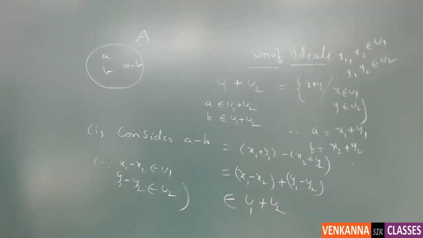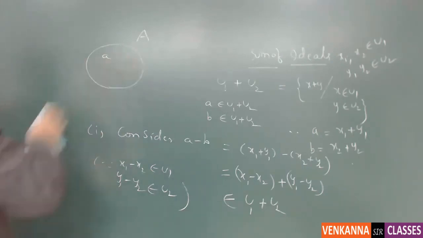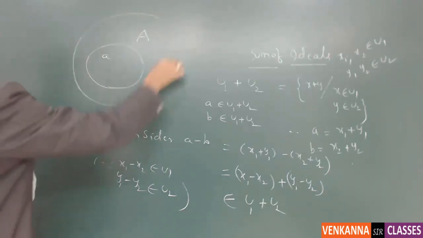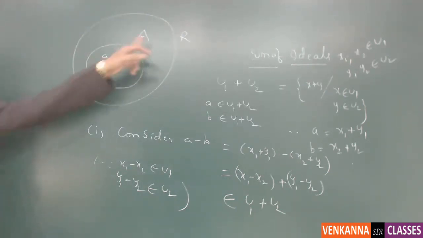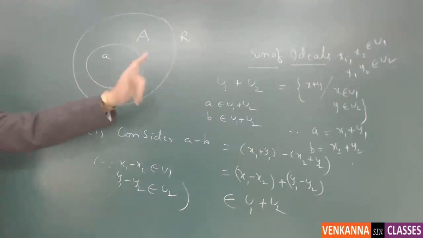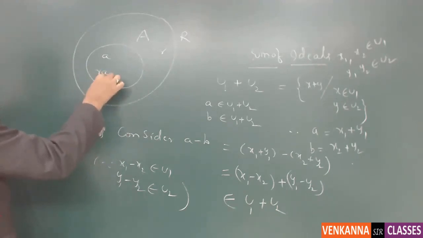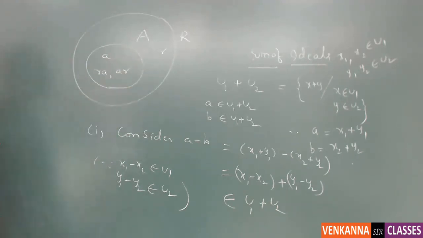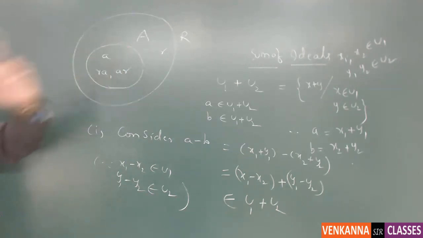Right. Now, coming to the second condition of the ideal. So what is the second condition there? Whenever you take the ring R, you take one element in the set and one element in the ring, the product must belong to A. So you have to show that ra and ar belong to A. This we have to show, that is the second condition of the ideal.